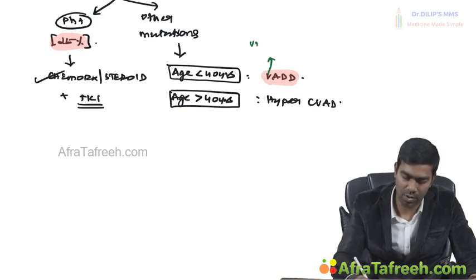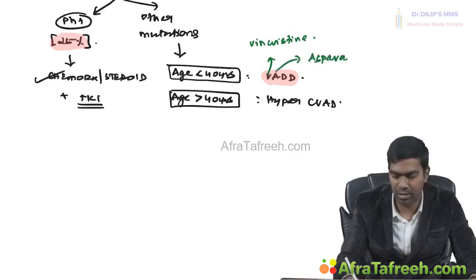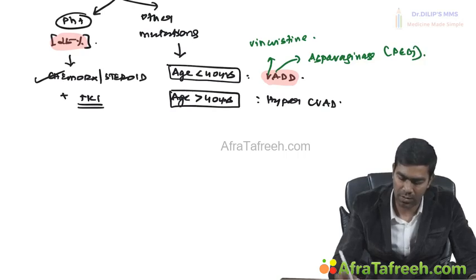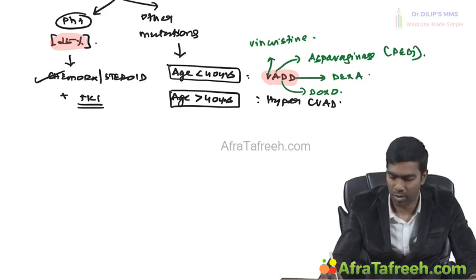VAD: V stands for vincristine, A stands for asparaginase, otherwise you can simply call it pegylated asparaginase, D stands for doxorubicin, and D stands for dexamethasone. Steroid is a very important component.